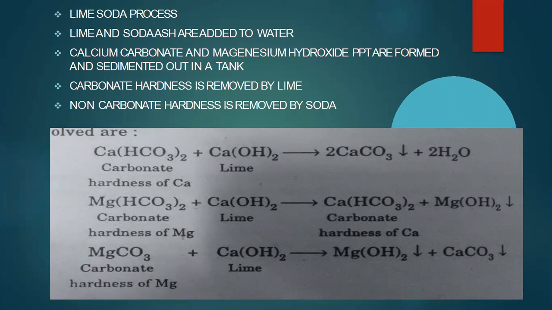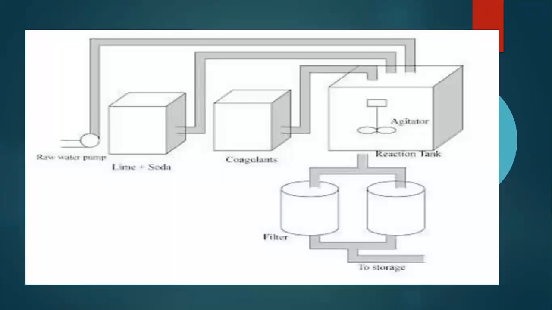Non-carbonate hardness is removed by soda. So there are different processes. First, for carbonate hardness of Ca, add lime, and this will precipitate. Same with this: again add lime, calcium carbonate will form, and again you treat with this. So there are different types of methods which we can use. Lime is the basic thing which is used to remove the hardness of the water.